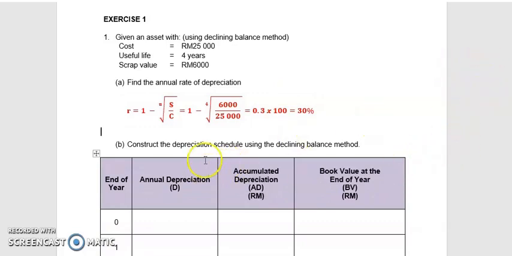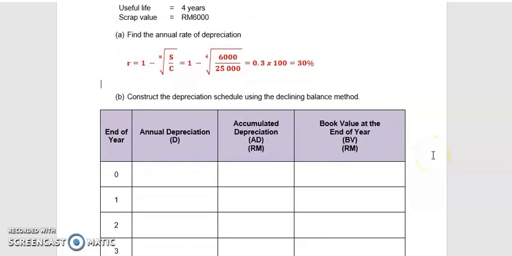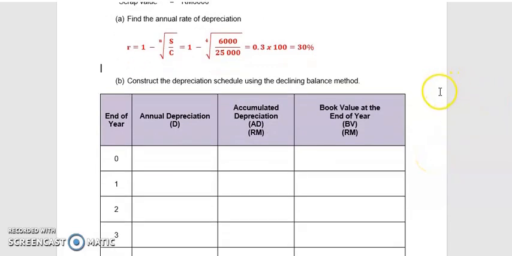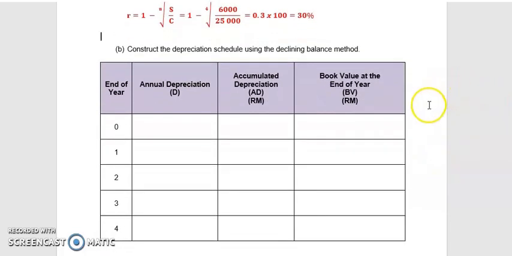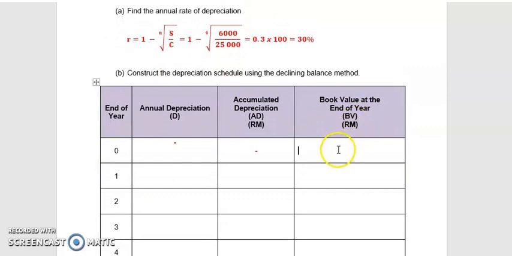Okay, B, construct the depreciation schedule using the declining balance method. Let's look at how to construct the depreciation schedule. As usual, year 0 indicates that we just bought the asset, so there is no depreciation in year 0. The book value at the end of year 0 is the value that you bought the asset for, which is 25,000.